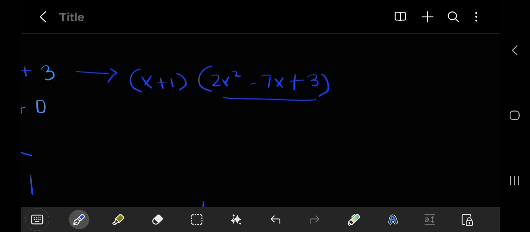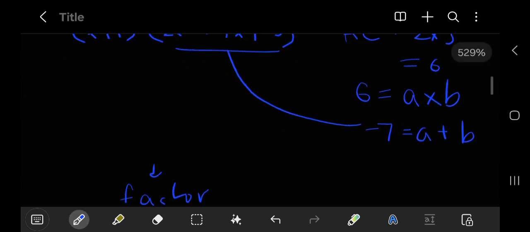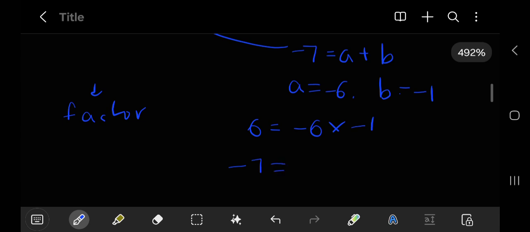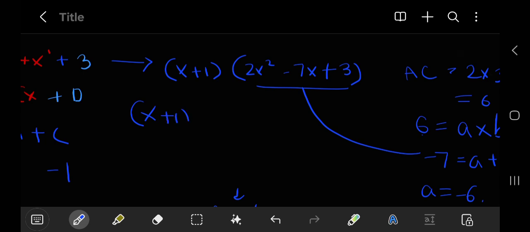As we know, a into c is 2 into 3, which is 6. 6 is equal to a into b. Sorry, my bad, I got it wrong. Let me erase. Yeah, a into b, and my −7 is a + b. Here a = −6 and b = −1, which satisfies my property. Here I gave the proof that 6 is equal to −6 into −1, and −7 is equal to −6 plus (−1).